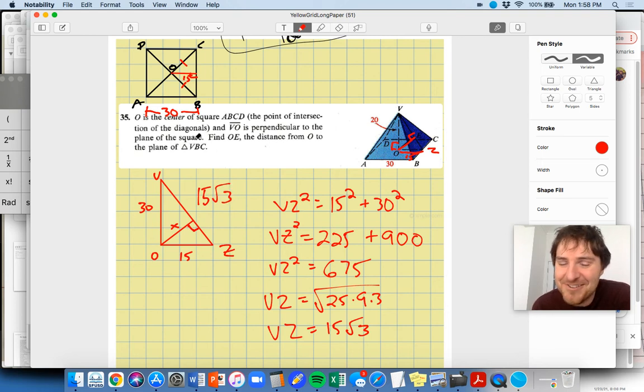There might be an easier way to do this. I might have this on Wednesday's thing. Like, present this one out if you got it. This is 15 root 3. Okay, there's your 15 right there. Okay, there's your X. That's your altitude here.